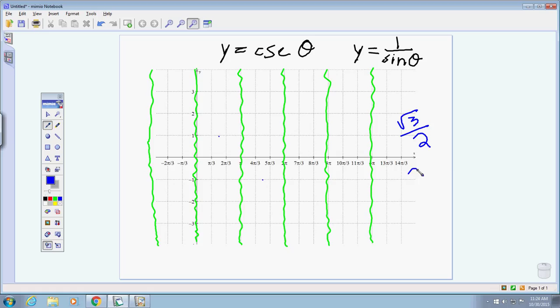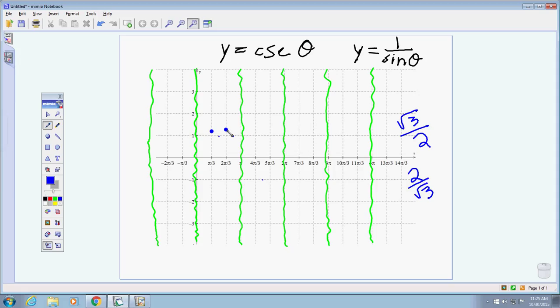Real quickly, somebody tell me what 2 divided by root 3 is, on your calculator or whatever device you've got. Because we need to know this. I'm going to make these points a bit bigger here too. What do we got? 1.15. So at pi over 3, it's up here, right? And the same at 2 pi over 3 as well, because we know that the sine is positive there.